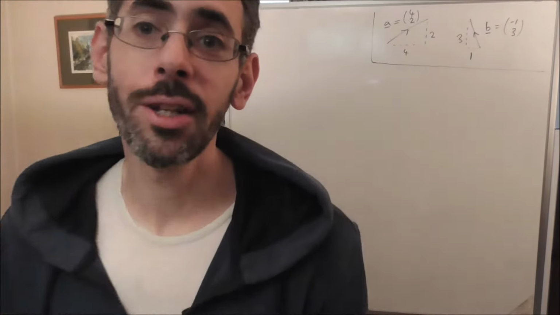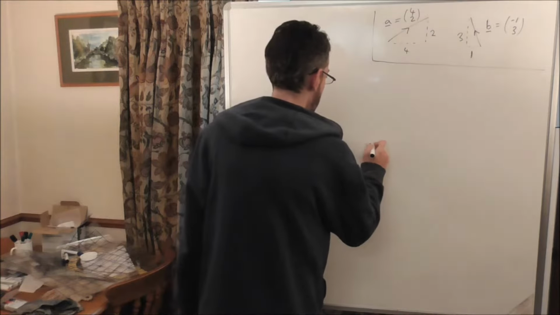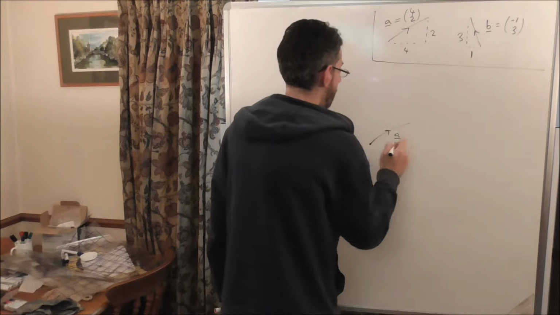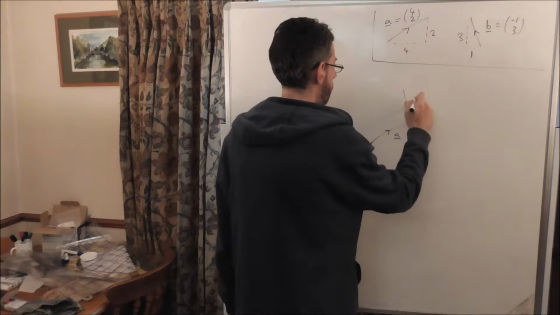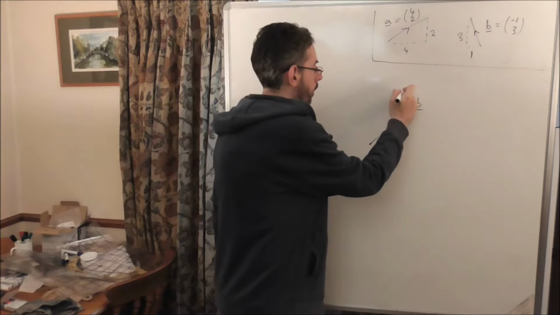Right, so now I'm going to talk about adding vectors. So I'm going to pick a random point on the board, and I'm going to draw out vector A, like that. And then immediately afterwards I'm going to draw out vector B from where I left off, like that. So I did A and then B straight afterwards, and I ended up there.